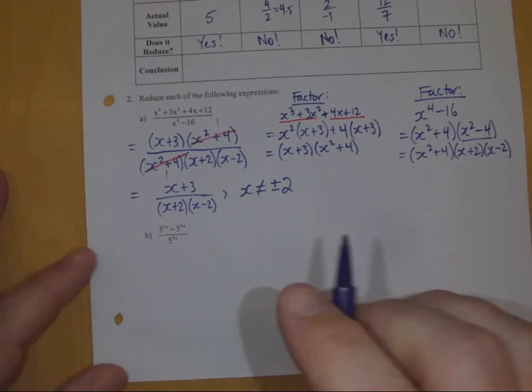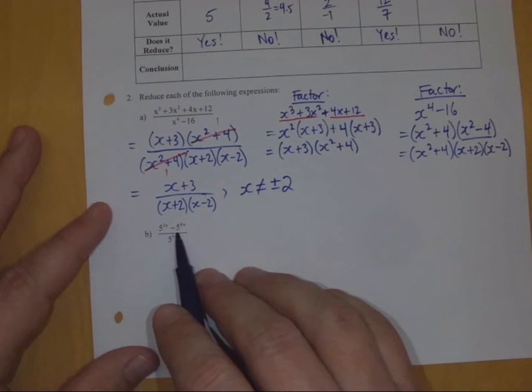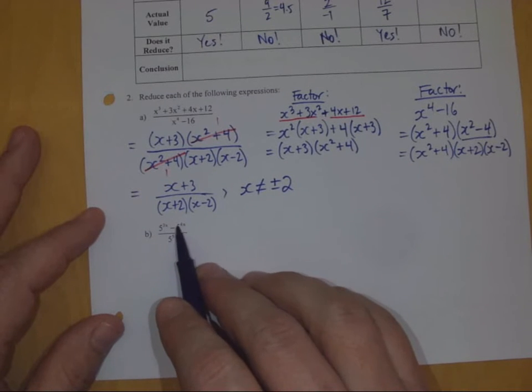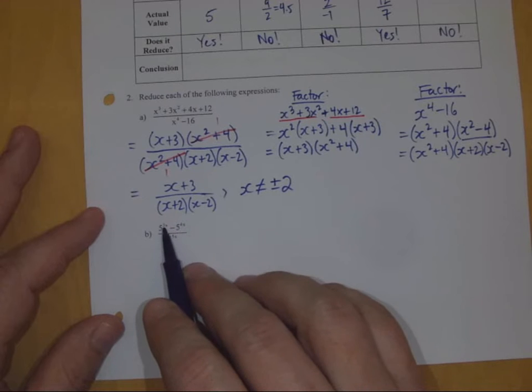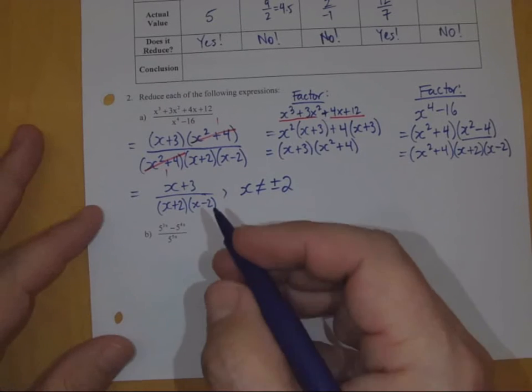Last one on this page, I see 5 to the 3x minus 5 to the 4x divided by 5 to the 5x. These, as they're written, are not common. Same base, but different exponents. How can we make this common, or is there a way to help us reduce this?